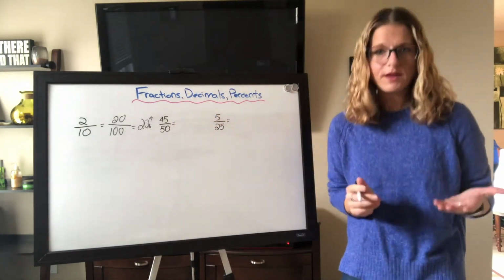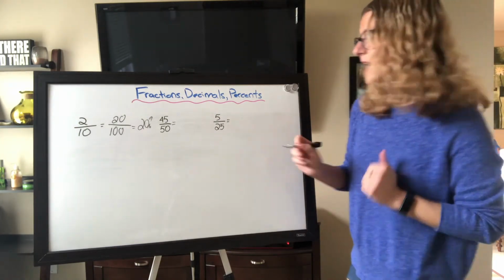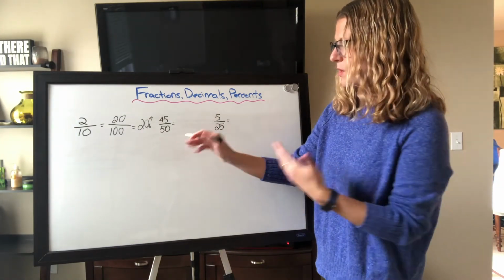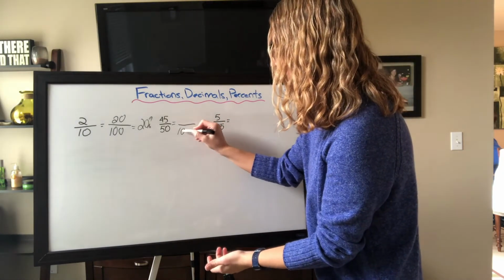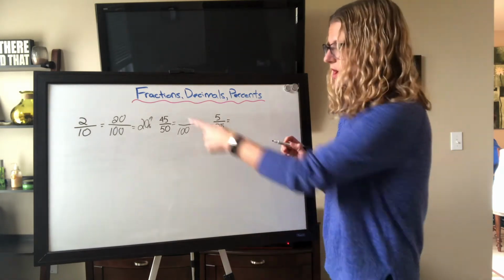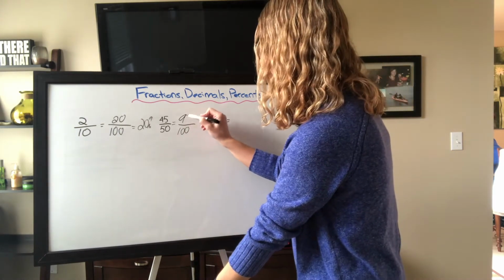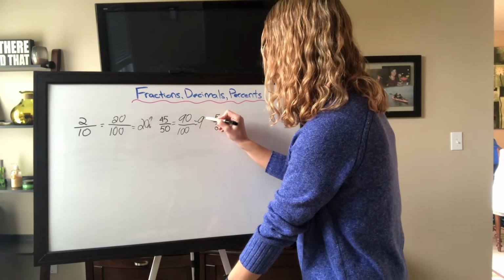If I got 45 out of 50 on a test, which would be a good mark, by the way, then you would want to make it out of 100. So what do I have to do to 50 to make 100? I have to multiply it by 2. So I would do the same up here: 45 times 2 is 90, which would be 90%.